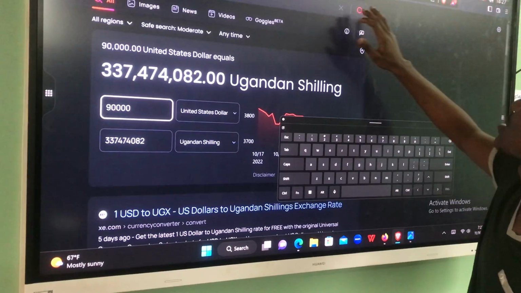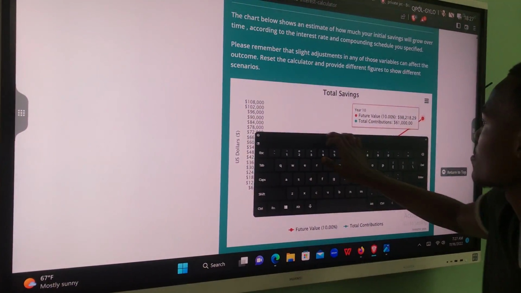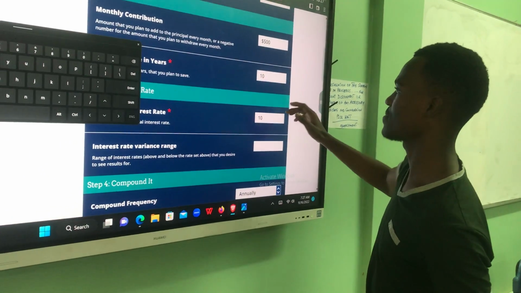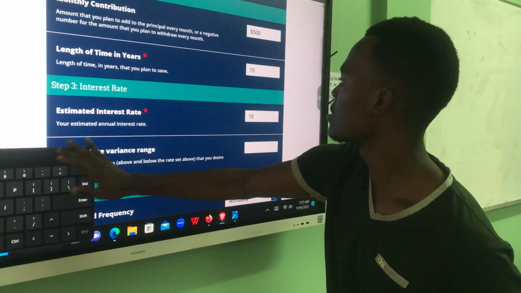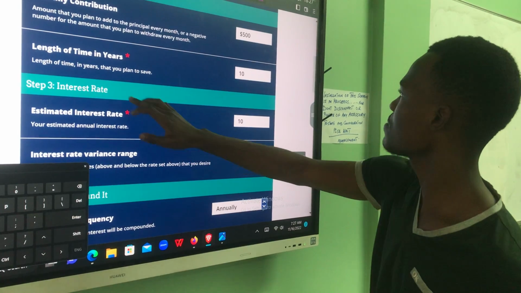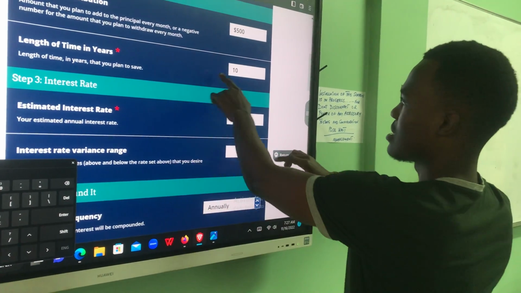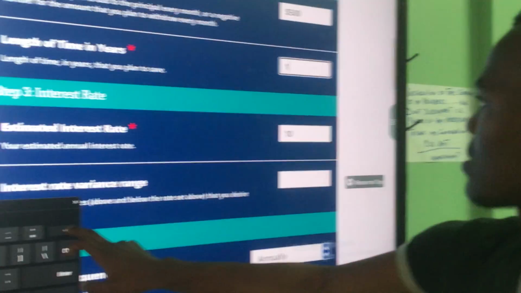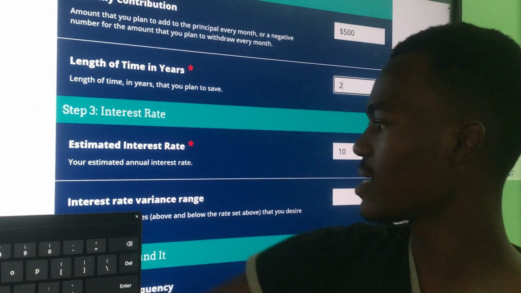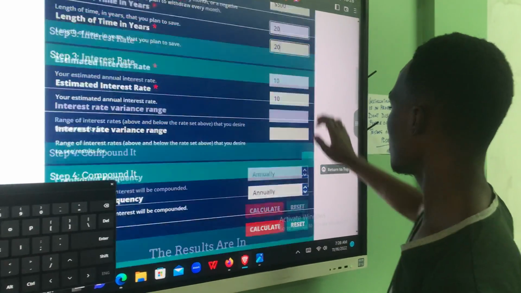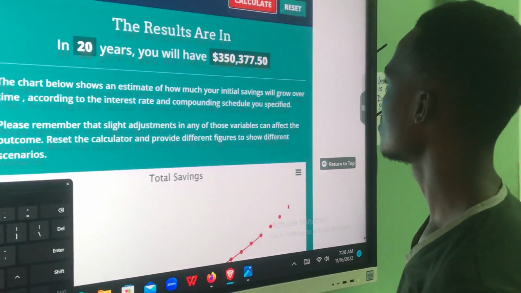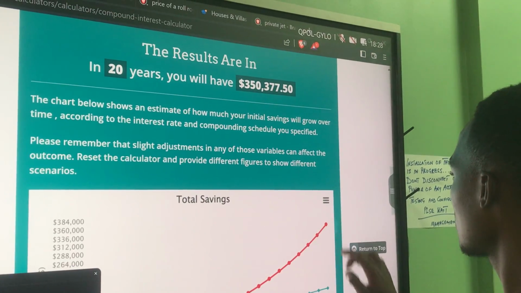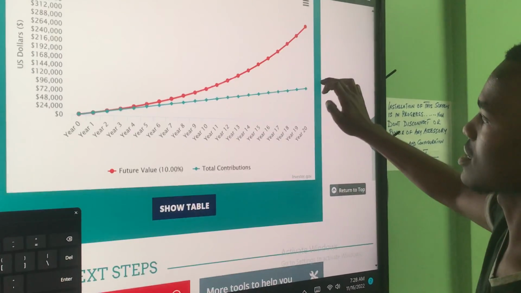But this is an interesting part of this whole journey. If I keep up the habit for a long enough time, so this is just 10 years, what if I keep it up for 20 years? In 20 years, I calculate it to give me $350,000.